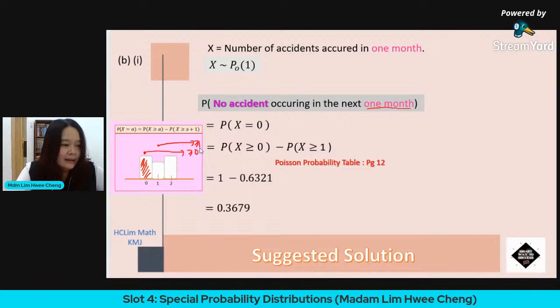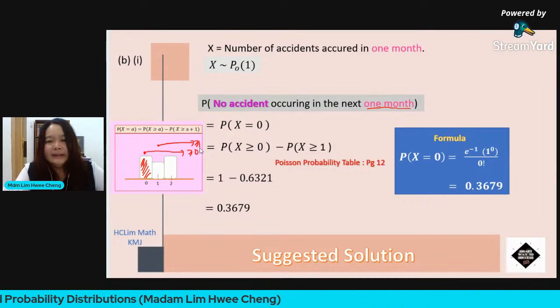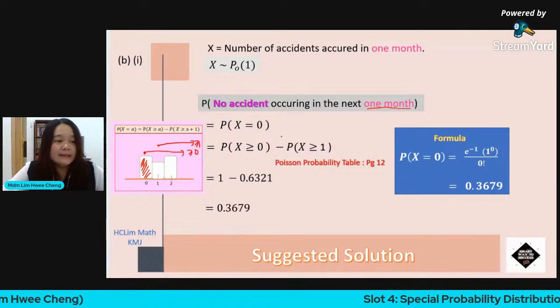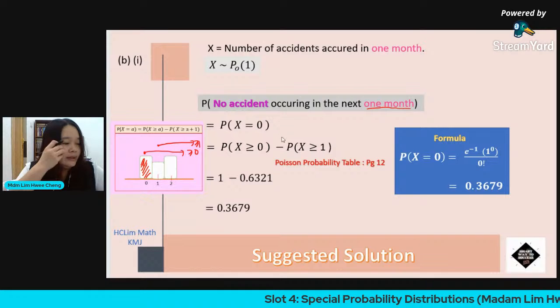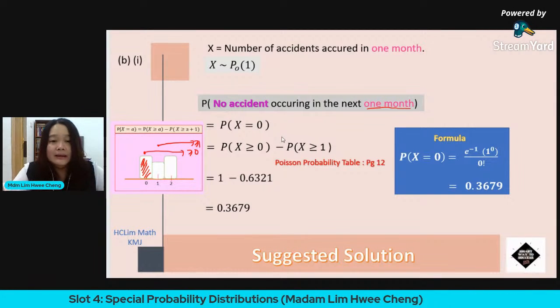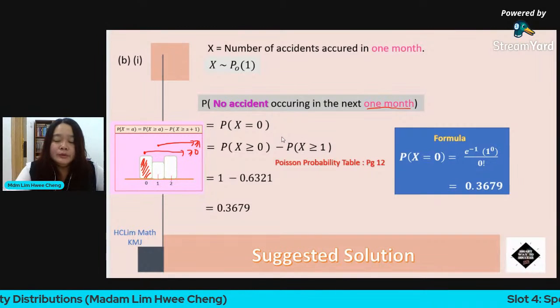Okay, kalau tidak, you may use the formula to calculate. Okay, you boleh calculate melalui formula. Dekat dia ada equal sign. So you may use the formula to calculate. So basically, you will have the same answer. Okay, so this one I think should be no problem for you.